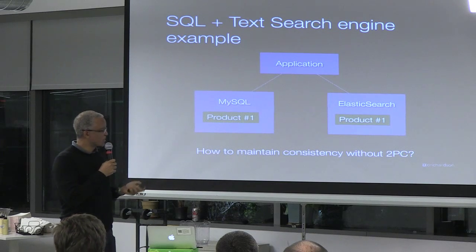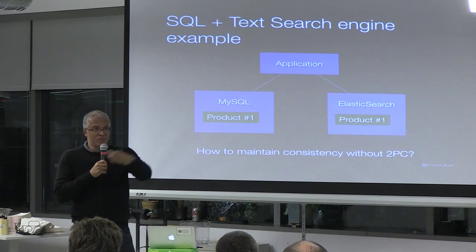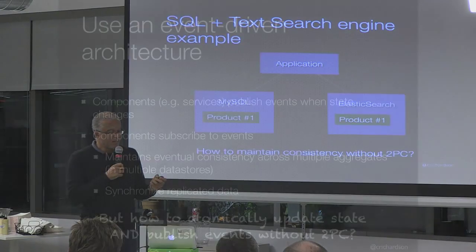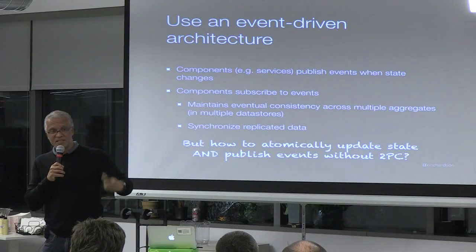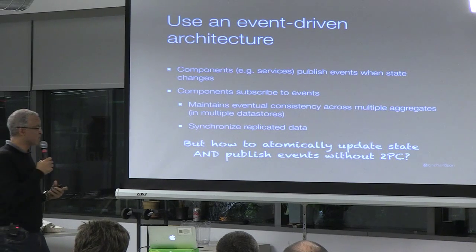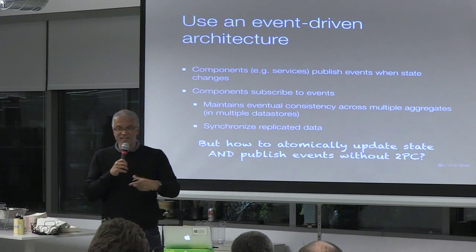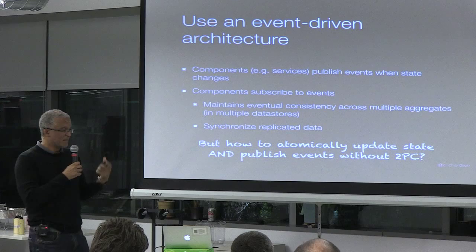Kind of in real time and so on. And, once again, you can't do two-phase commit. So you have all of these problems with multiple databases and maintaining consistency between them. A good way of solving that problem is to use an event-driven architecture where when a component or a service changes its state, it publishes an event, and then consumers can subscribe to those events and update their own state. So the component, say, that updates MySQL can publish an event saying the product has changed, and then the indexing component can update Elasticsearch.